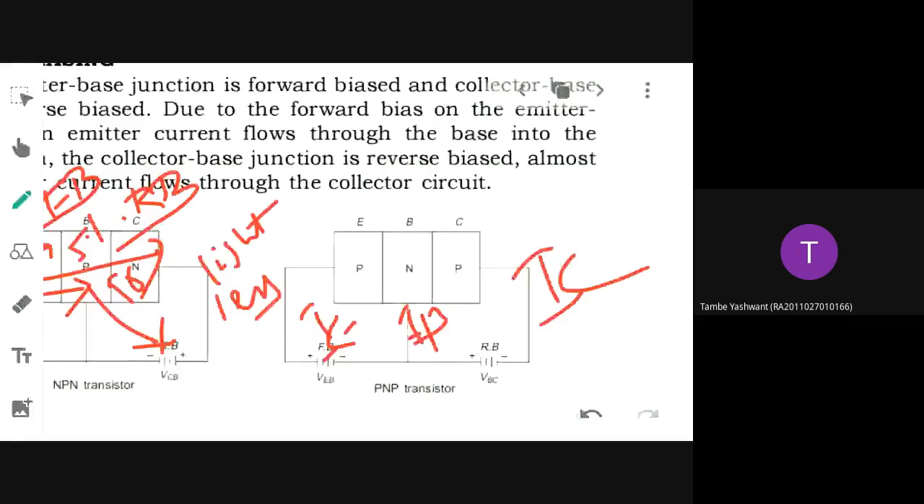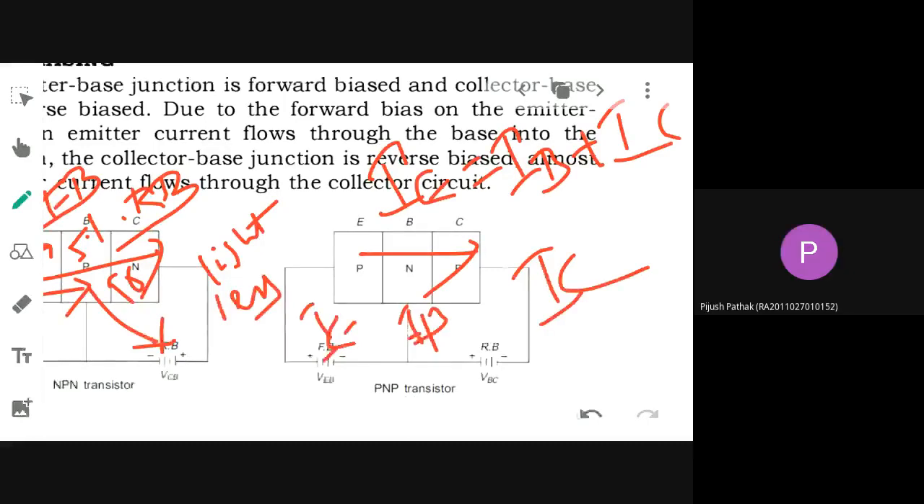How can you write the current relation? Ma'am, IC is equal to IE plus IB. No, IE is equal to IB plus IC, not the other way around. That current only flows through the collector. And what current is very less? In which layer do you have a very less combination of holes and electrons? Base. So what current will be very less? IB. IB will be very less.